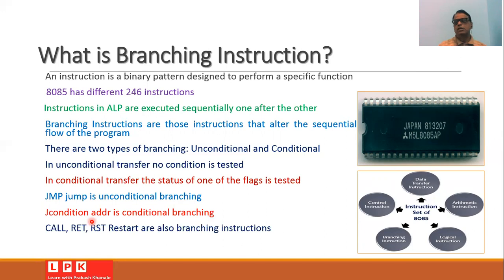There are several other branching instructions such as call, return, and restart. These are also branching instructions, and they are frequently needed in assembly language programs. Another indirect instruction for branching is the PCHL instruction. In this session, we are going to discuss what these different branching instructions are, how to write them, and what will happen when these instructions are executed by the microprocessor.